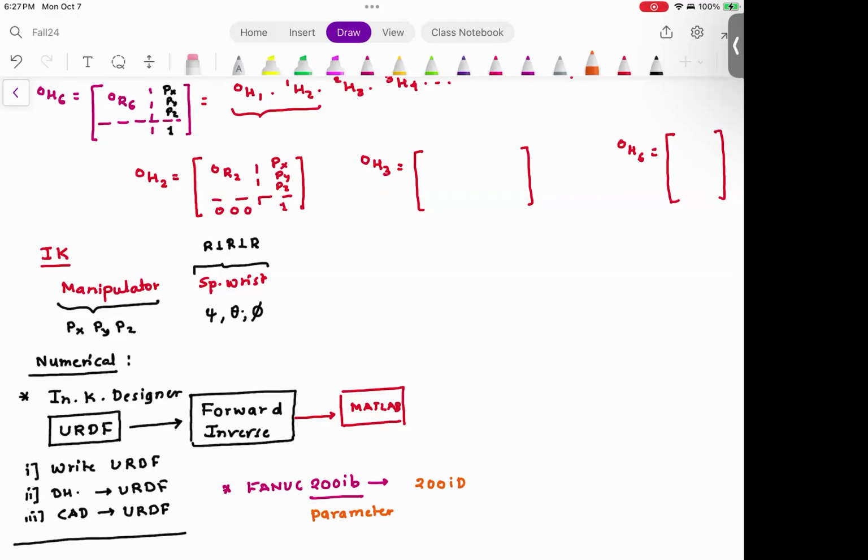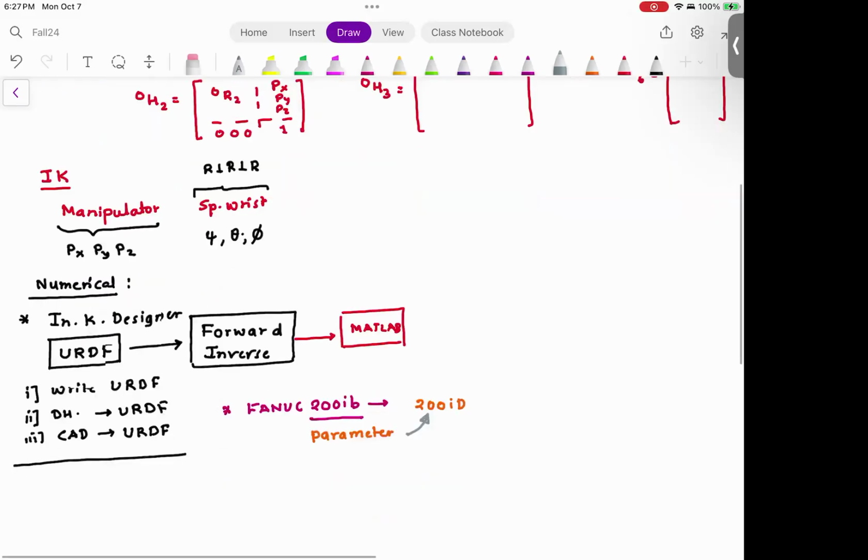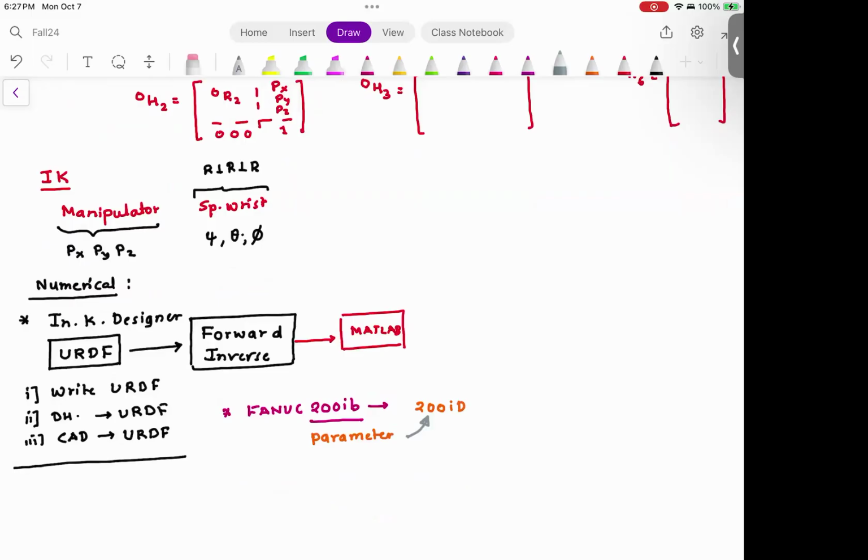Are we able to also update the angles and the limits, the negatives and positives? Yes, you can do everything. So basically, change the parameters of the 200iB so that it matches the parameters of the 200iD. You would be able to solve the forward and inverse kinematics and get the exact same answers. Now here is one more step that I would recommend you do.